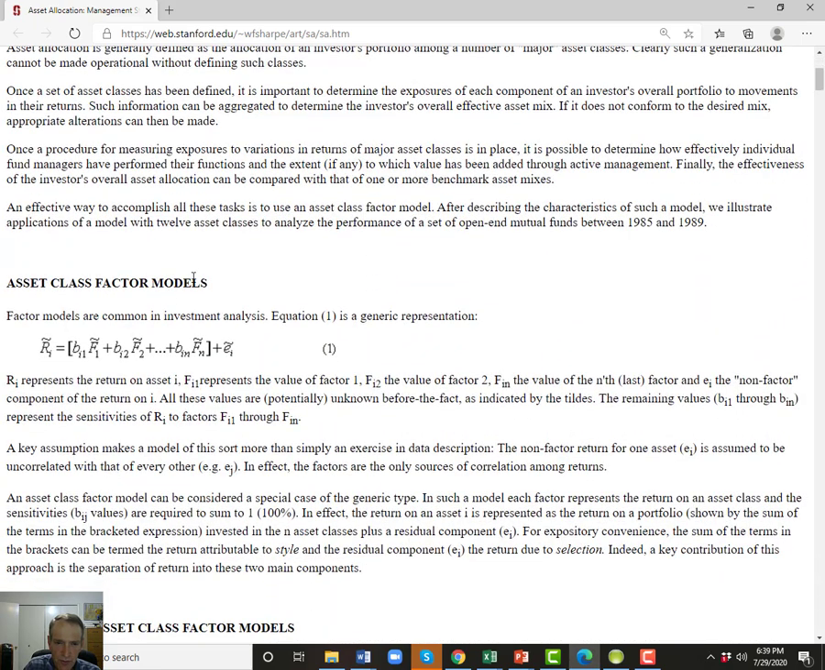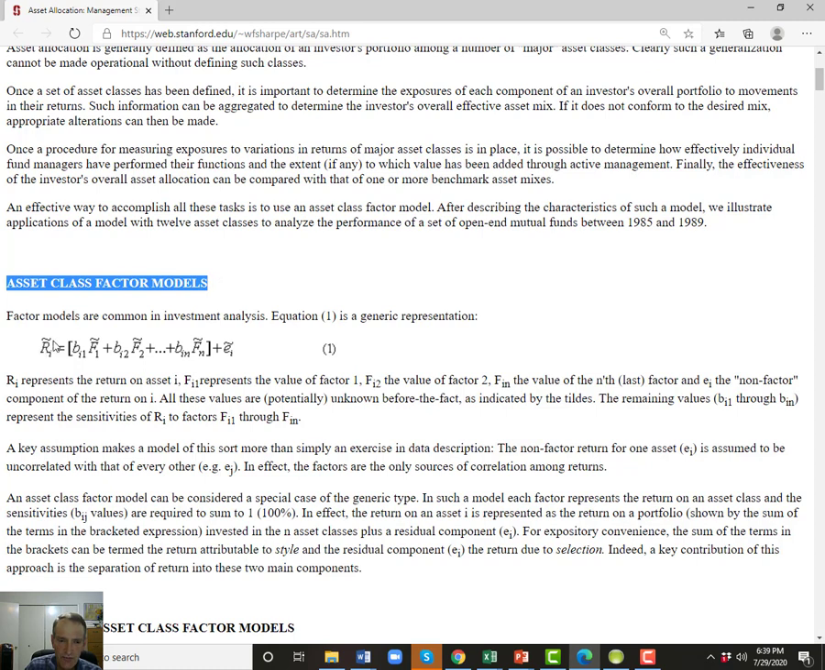We won't go through all of it, just real quickly. He's trying to create a factor model. What a factor model is, you have certain factors by different asset classes. You want to put them together so you can find the optimal portfolio for your client.